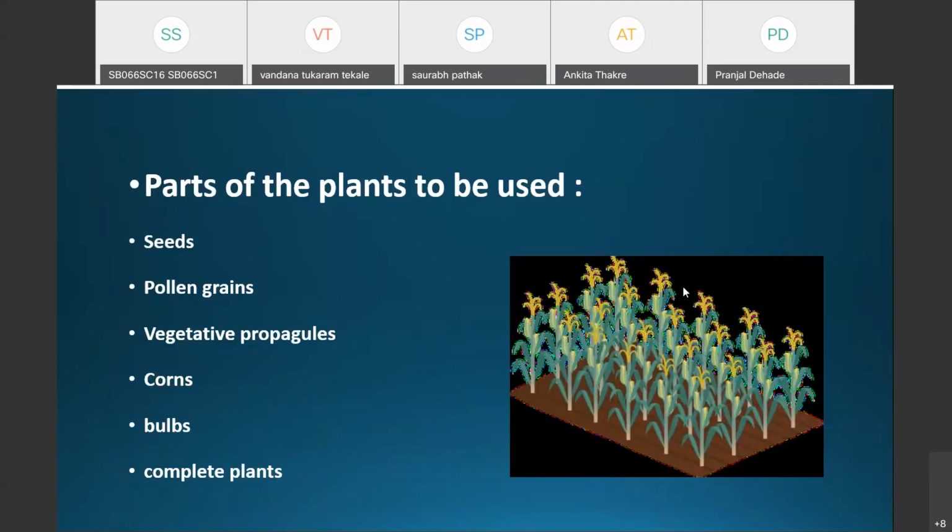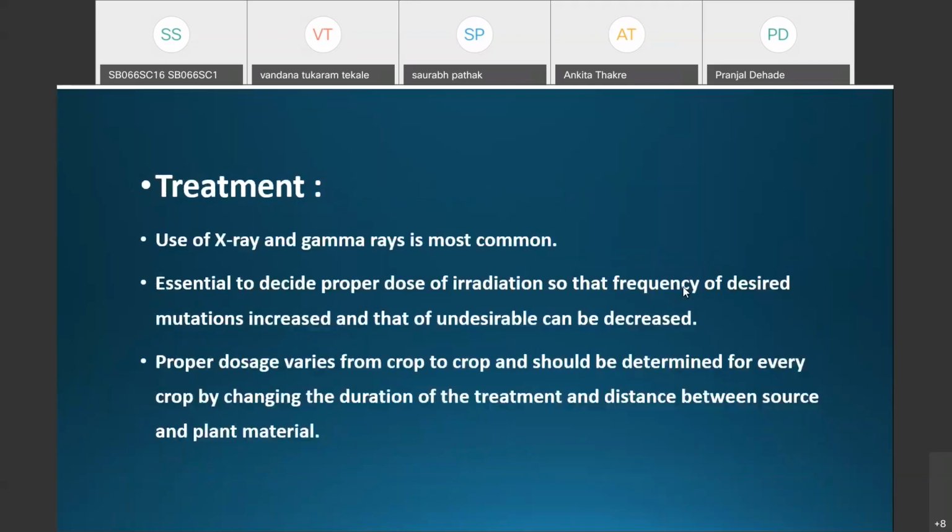The next important thing is the treatment. We have discussed the different types of mutagens. Mutagens are the substances which induce mutations in living organisms. We have discussed the radiations, both the ionizing radiations and the non-ionizing radiations.